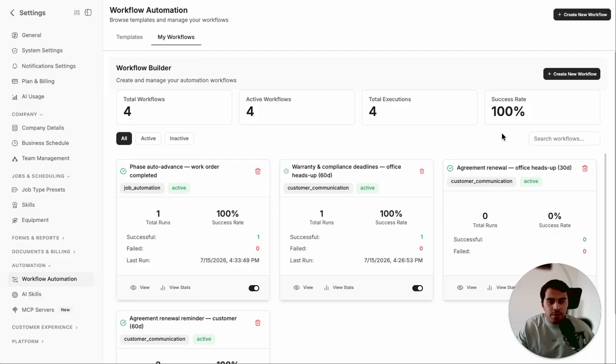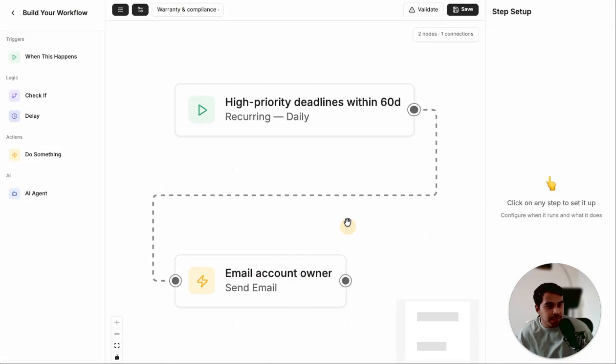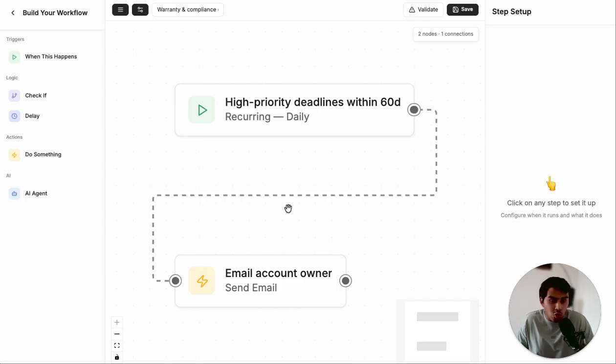Sixty days before the term ends, it emails the customer to renew. Thirty days out, it nudges the account owner to follow up personally, and that's built so the contract watches its own clock. So if you see, there is an agreement renewal office heads-up, like the 30-day reminder, where it sends the reminder to the office person or the account owner. Secondly, there is warranty and compliance, so the 60-day reminder is also sent. And for the visit schedule, if it falls within the agreement's frequency and scope, like quarterly for these sites and these units, then instead of someone retyping it every three months, it can just be put on autopilot.